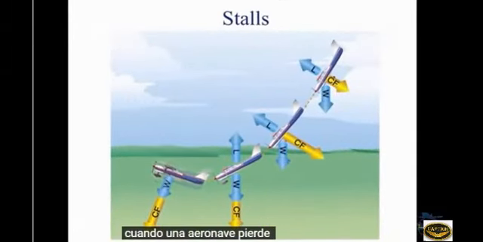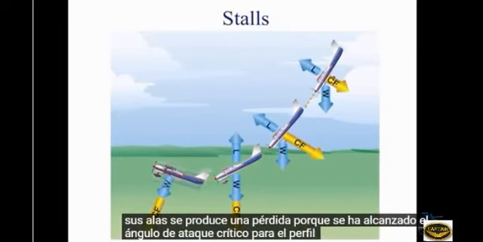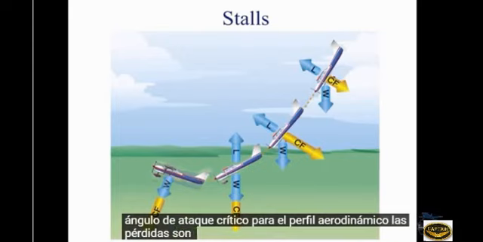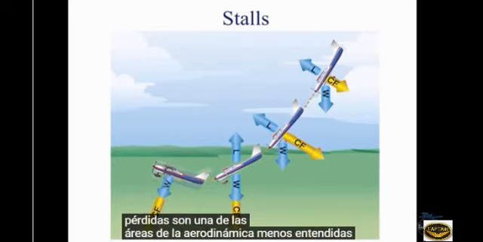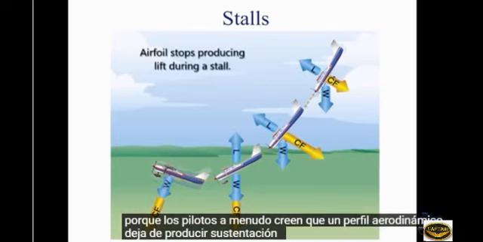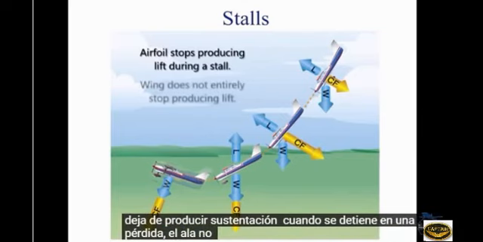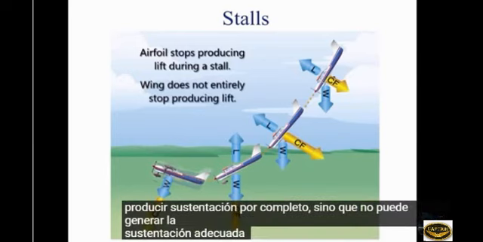When an aircraft rapidly loses lift on its wings, a stall occurs because the critical angle of attack for the airfoil has been reached. Stalls are one of the most misunderstood areas of aerodynamics because pilots often believe an airfoil stops producing lift when it stalls. In a stall, the wing does not totally stop producing lift. Rather, it cannot generate adequate lift to sustain level flight.